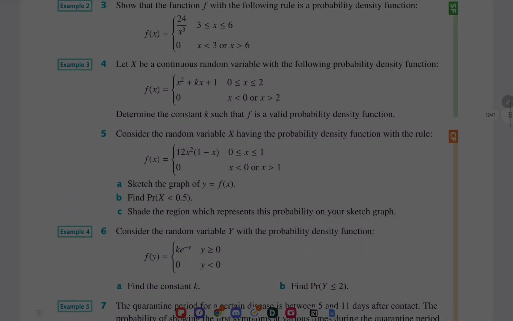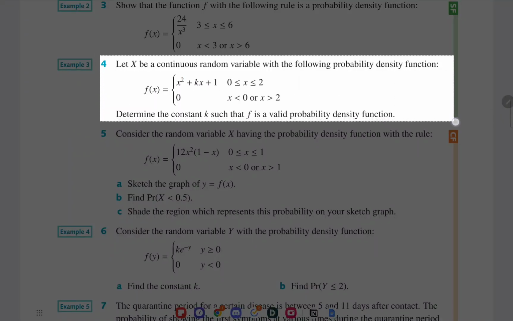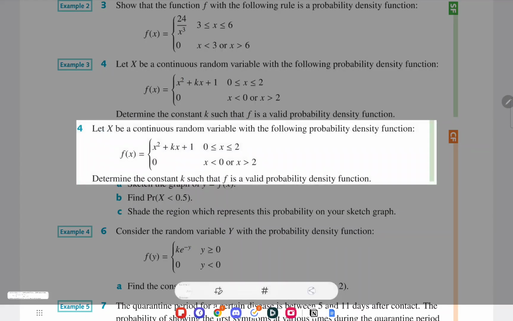Okay, let's go to number 4 and 5 actually. So get your paper out. I want you guys to try out this question first, question 4.